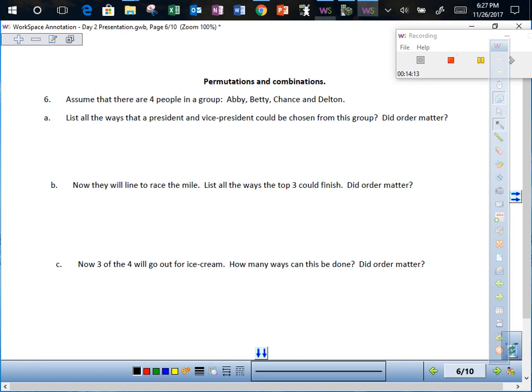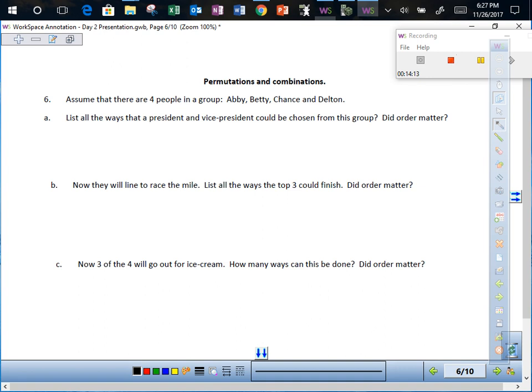So scroll over, I'm going to switch gears on you just a little bit. Here come permutations and combinations. I'm going to show you a couple of ways on this. It says, assume that there are 4 people in a group: Abby, Betty, Chance, and Delton. I picked those names for a reason, you'll see. List all the ways that a president and vice president could be chosen from this group.